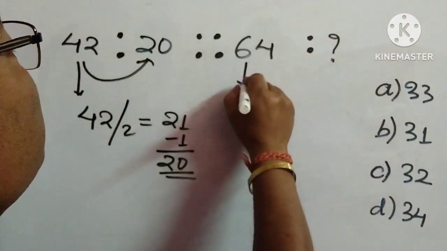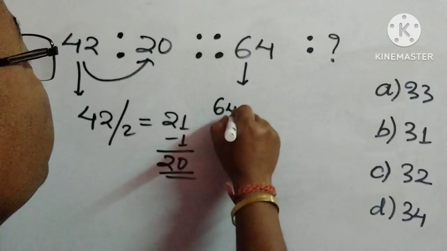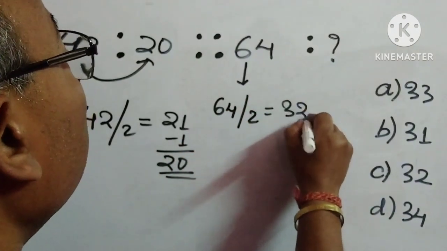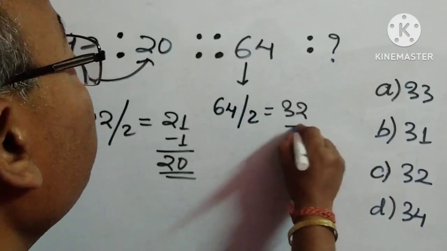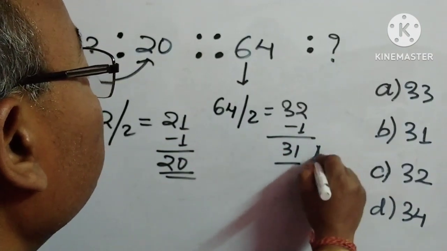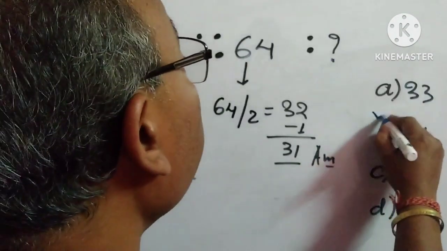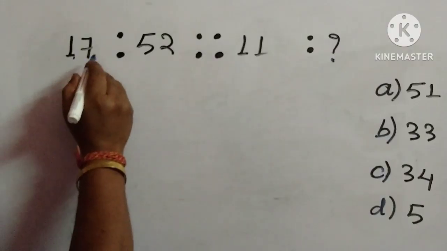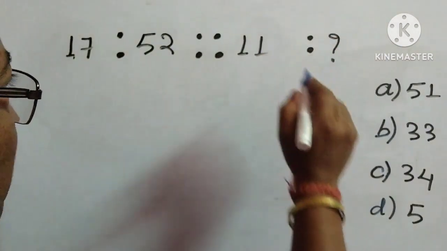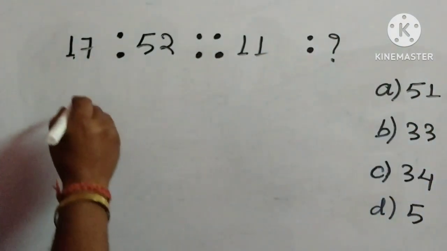So, that means we will adopt this process. So, we will consider this 64 and we will divide it by 2. So, 64 by 2 is 32. And according to the pattern, what we have to do? We have to subtract 1 from it. So, we are getting 31. So, 31 is the answer. Option B. Next question, 17 is to 52 is equal to 11 is to what? We have to find out this number and the 4 options are given.